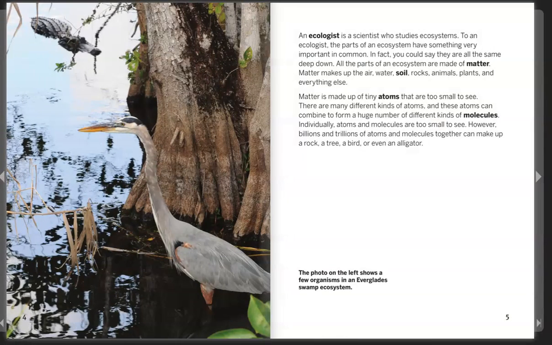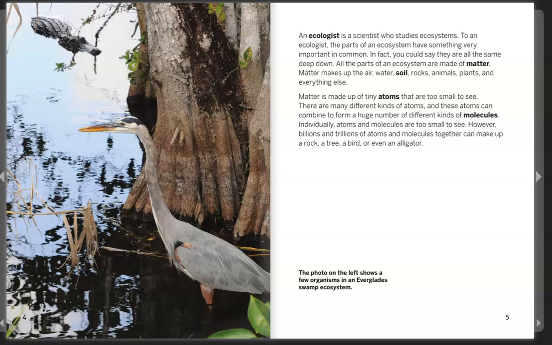An ecologist is a scientist who studies ecosystems. To an ecologist, the parts of an ecosystem have something very important in common. In fact, you could say they are all the same deep down. All the parts of an ecosystem are made of matter. Matter makes up the air, water, soil, rocks, animals, plants, and everything else.